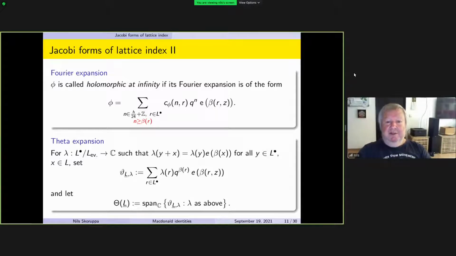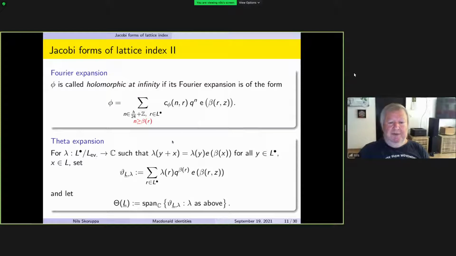And what we want is that the function phi is holomorphic at infinity, and that means that here in this Fourier expansion, these Fourier coefficients vanish unless n is greater or equal to beta of r. That is, of course, something which in general would not be fulfilled if you take a function which satisfies only these transformation laws. But we impose this also as a condition. It's a very natural condition in a sense, but again, I cannot discuss it here. Okay, so that is what we understand by a Jacobi form of lattice index.